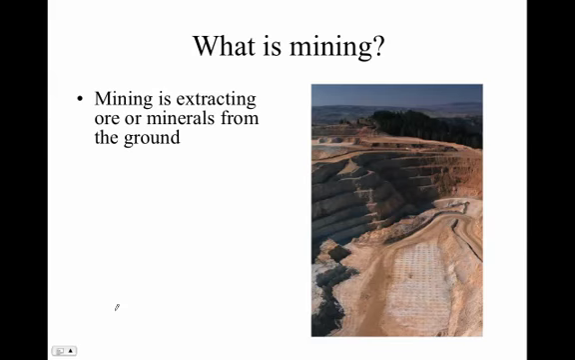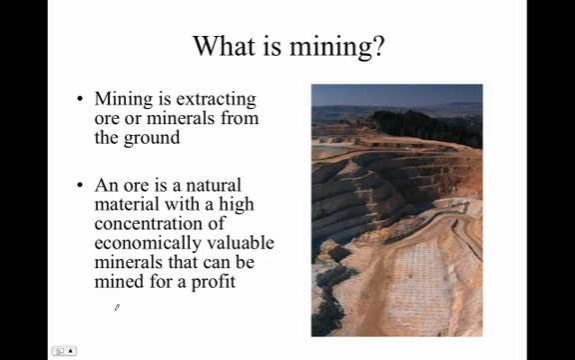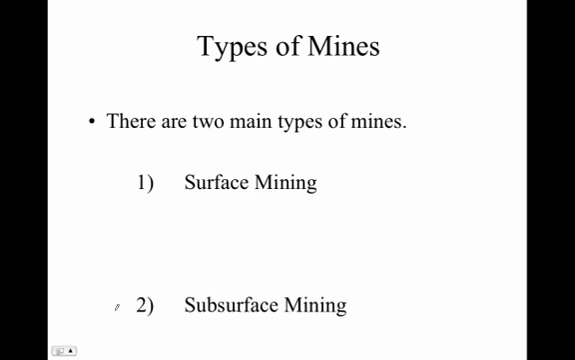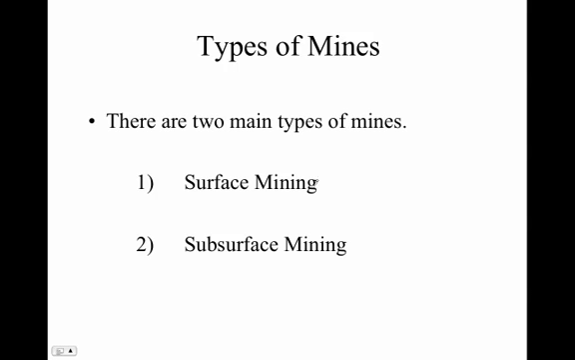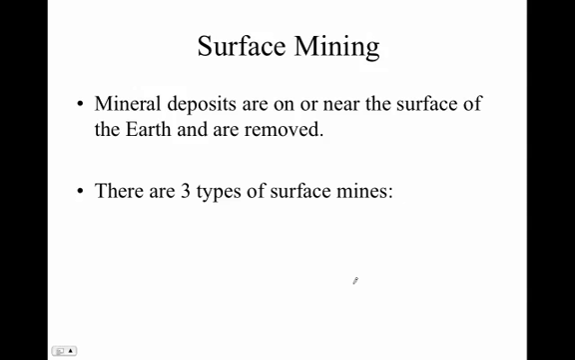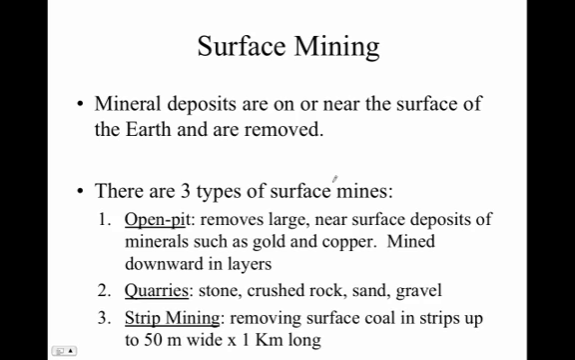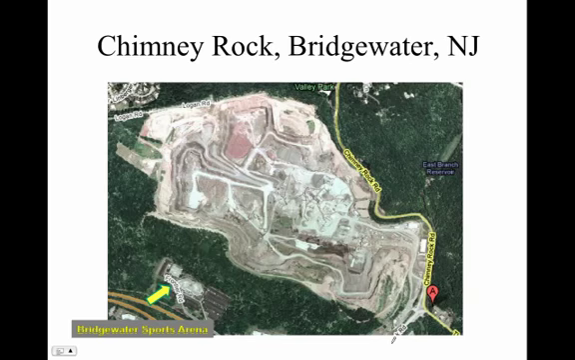What is mining? Mining is the extraction of ore or minerals from the ground, and ore is a natural material with a high concentration of valuable minerals in it. There are 2 main types of mines, surface mining and then subsurface. Surface mining is sometimes called open pit mining. Open pit. And subsurface, obviously you have to drill mine shafts to get below. Mineral deposits on or near the surface of the earth are removed in surface mining. And there are three types: open pit, quarries, and then strip mining, where you remove the surface of the coal.